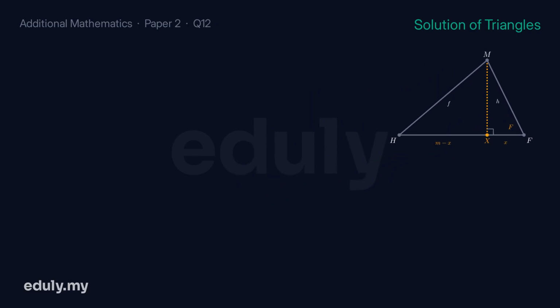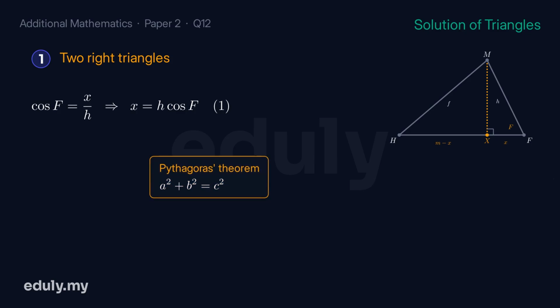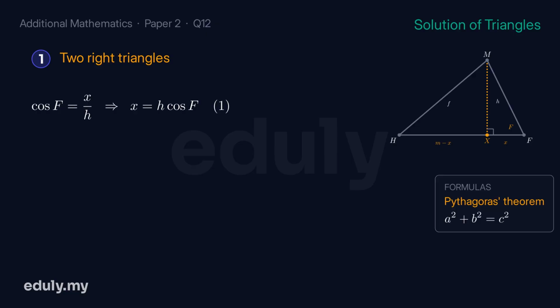Let's keep the triangle beside us and work it through. Step 1. Look at the small right triangle on the right, M, F, X. The cosine of F is the side next to it, x, over the longest side, h. Rearranged, x is h cosine F. Call that equation 1. Pythagoras' theorem links the three sides of a right triangle, so we use it here. In that same triangle, the height M, X squared is h squared minus x squared. That's equation 2.